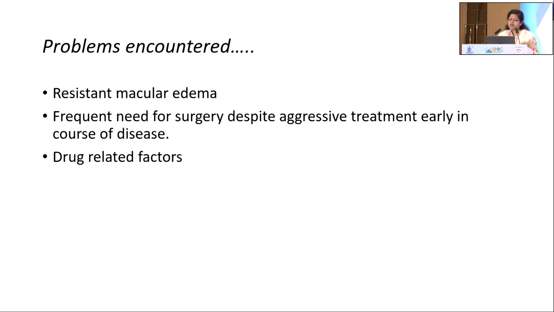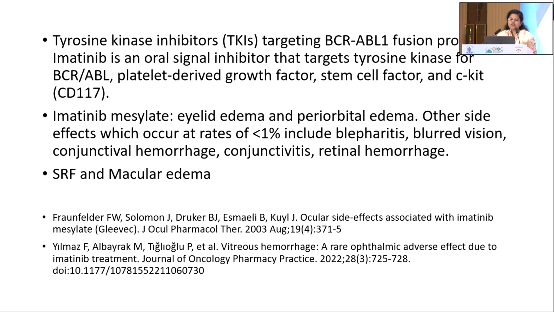So what problems we encountered: this is one problem, resistant macular edema. Obviously I will need the opinion of our experts present here, and frequent need of surgery despite aggressive treatment. We should also consider the drug-related factor, that is imatinib. Periorbital edema is most common, but retinal hemorrhage and vitreous hemorrhage have also been documented, as well as subretinal fluid and cystoid macular edema. So whenever possible, we will consult our oncologist to change the medications.